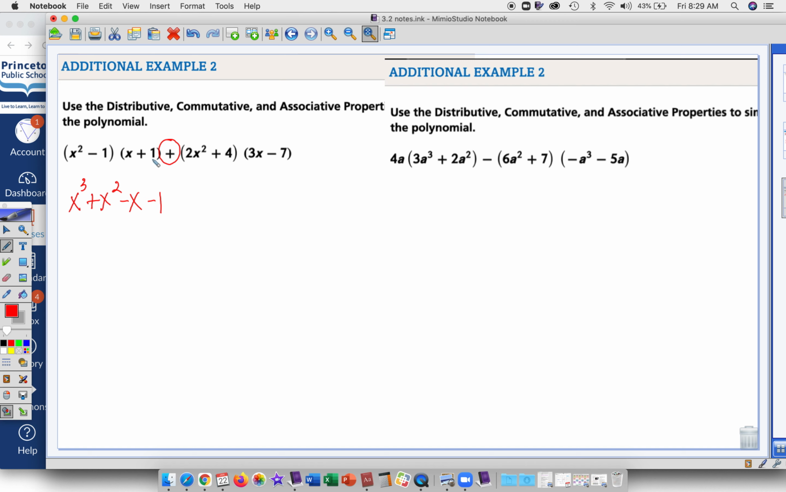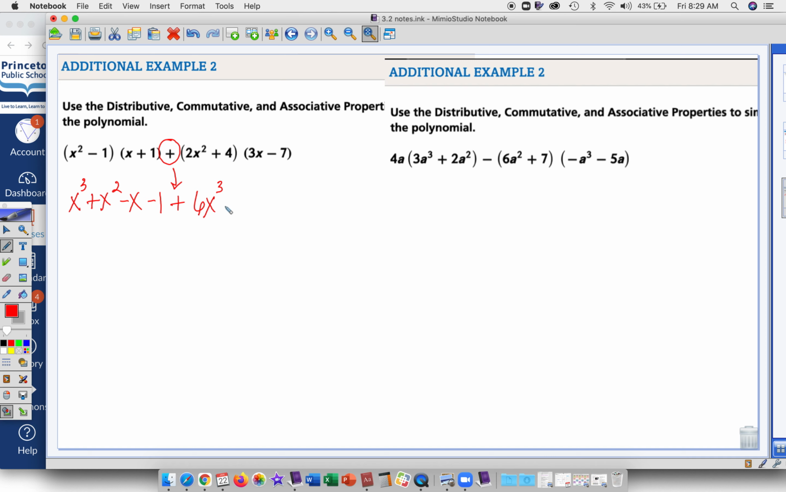So just stick to an order, right? FOIL is usually best when you have two binomials. Then this plus symbol comes down in between, and I'm going to do FOIL here as well. So 2x squared times 3x. 2 times 3 gives me 6. X squared times x is x cubed.